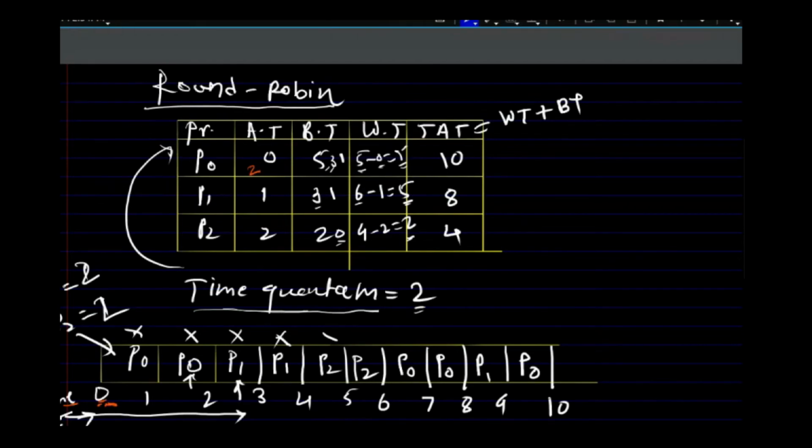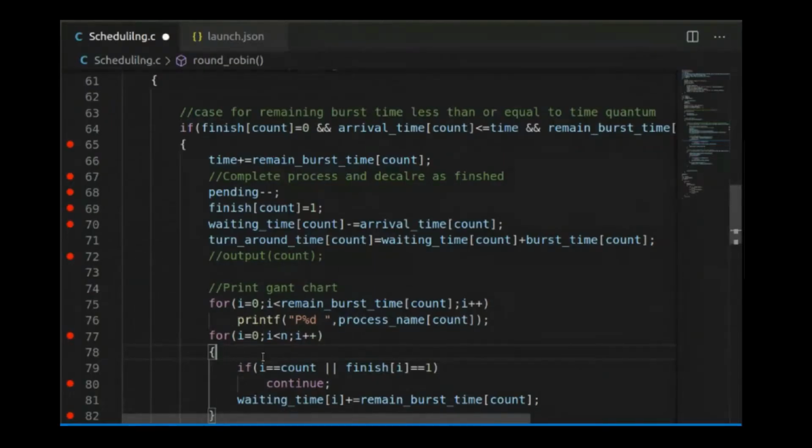Then P1 is executing here, that means we will not increase the waiting time of P1, but we will increase the waiting time of P0 by 1 and the waiting time of P2 by 1, like that. So what we have done in the calculation of the waiting time is, this loop we have written for all the processes. And if i equals count, it means the executing process.